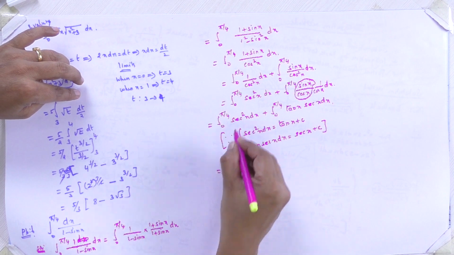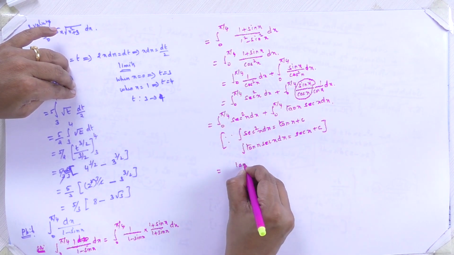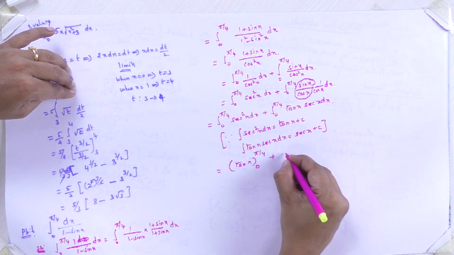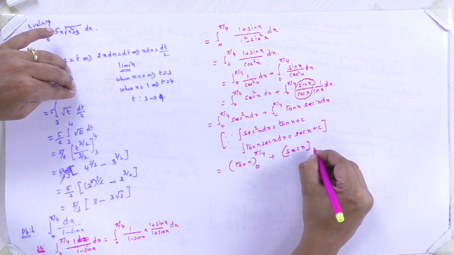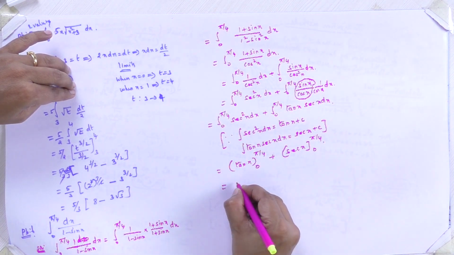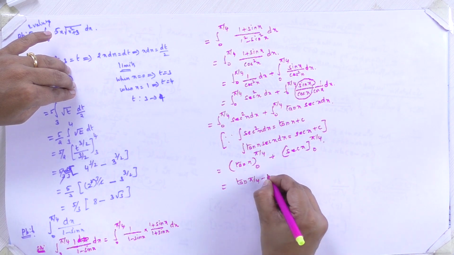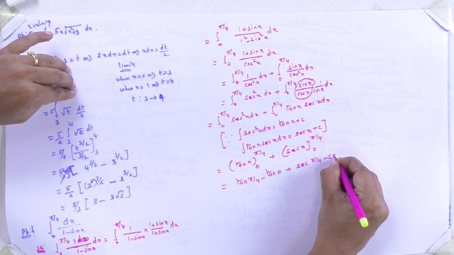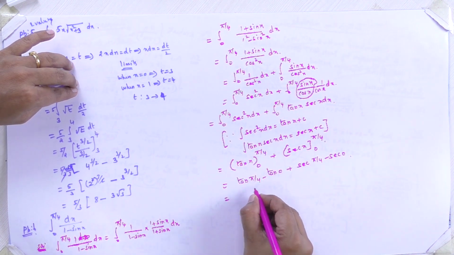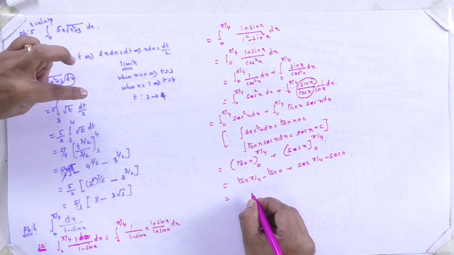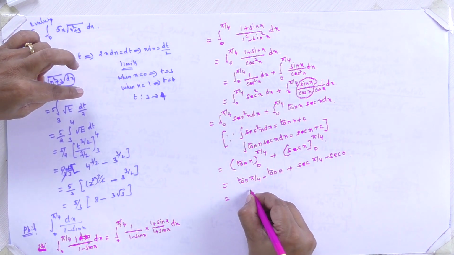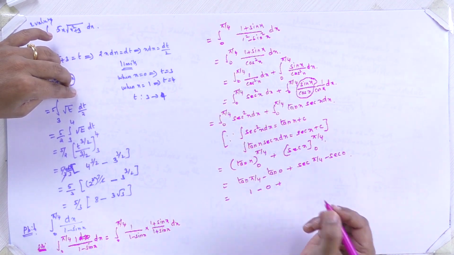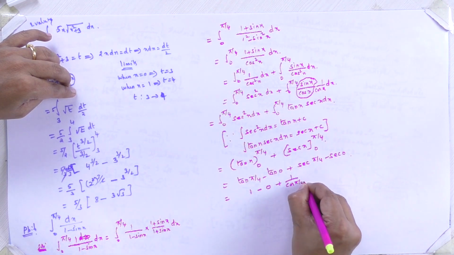So we substitute here, so it becomes tan x with limits 0 to pi by 4, plus tan x into secant x can be written as secant x, the limits varying from 0 to pi by 4. So this is equal to tan pi by 4 minus tan 0 plus secant pi by 4 minus secant 0. Tan pi by 4 is 1, minus tan 0 is 0, plus secant pi by 4, or you can write 1 by cos pi by 4.